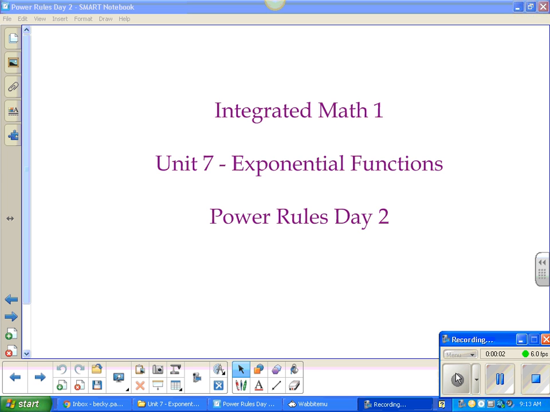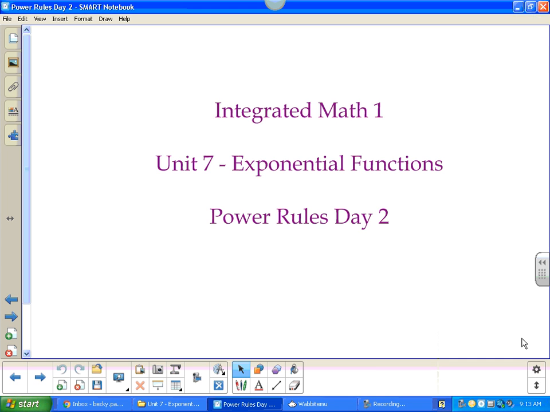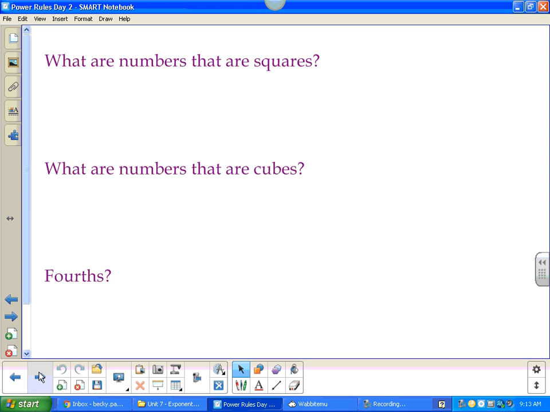Today's lesson is on the second day of power rules, and these get just a little bit more tricky. So first we need to talk about numbers that are squares and cubes and fourths. Numbers that are squares are numbers that you get when you multiply them by themselves.